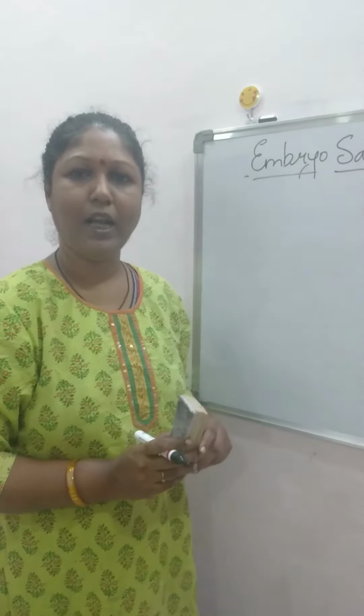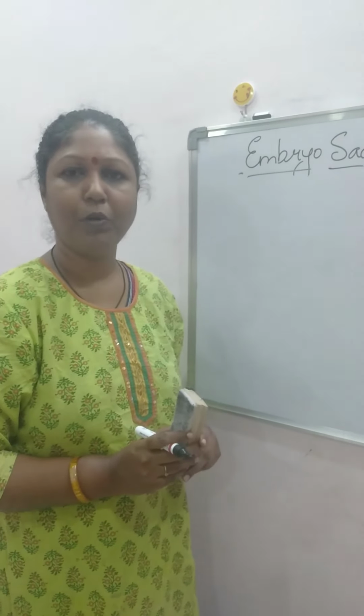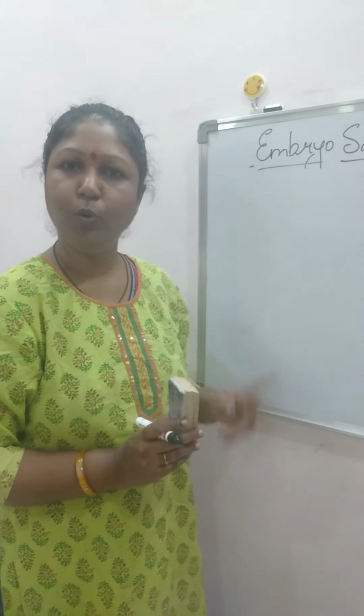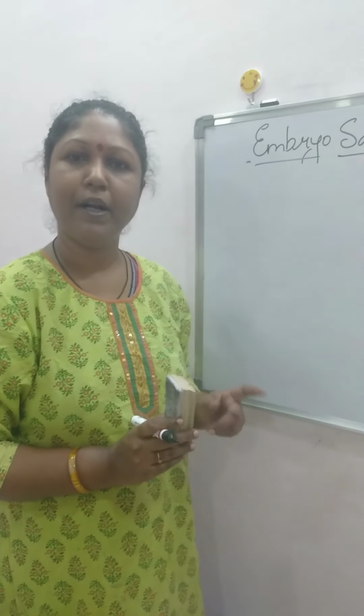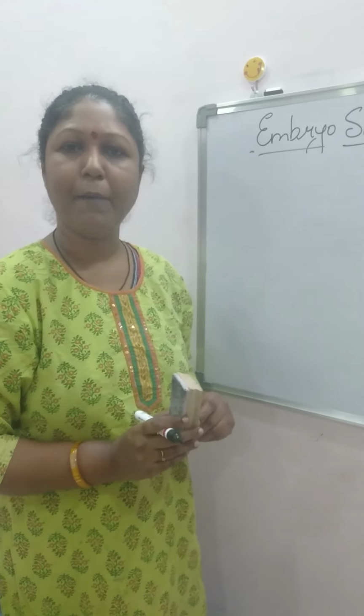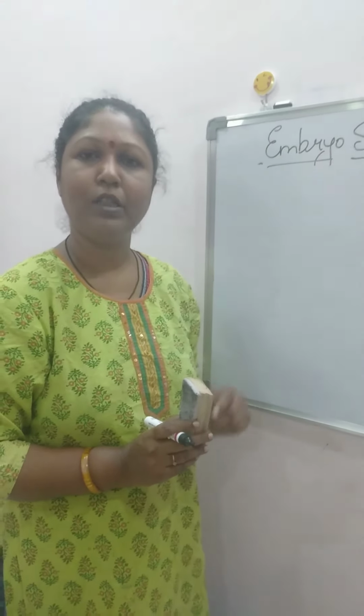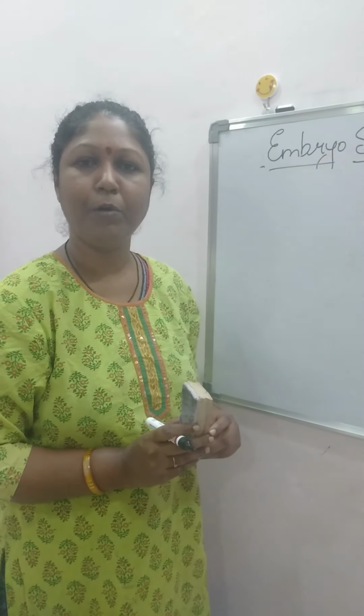In the previous class, while I was telling you about the monosporic type of embryo sac, there are two types, that is Polygonum type and the Oenothera type. Whereas Polygonum type is an 8 nucleate embryo sac, in Oenothera we come across a 4 nucleate embryo sac.